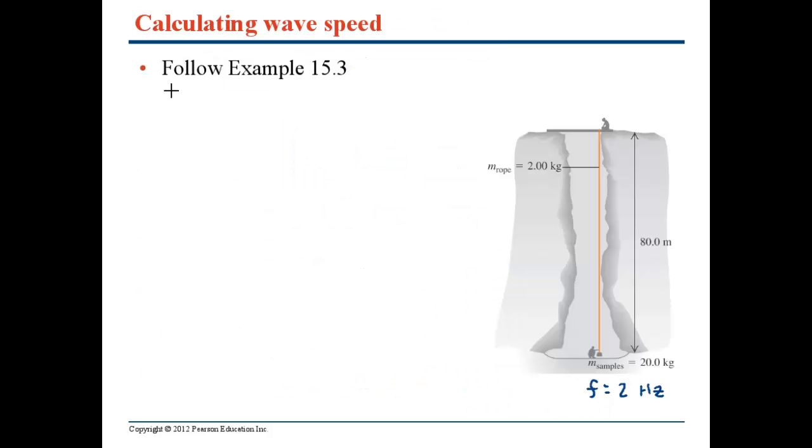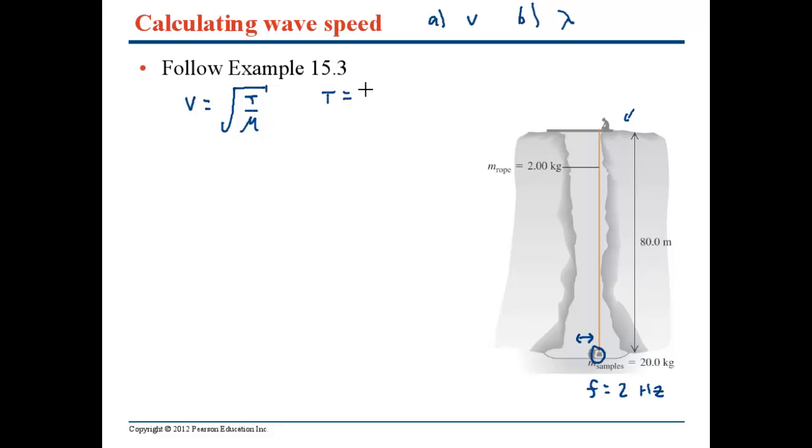In example 15.3, we get to use this guy. They have a geologist at the bottom that has loaded up about 20 kilograms of samples, and they shake the rope back and forth at a rate of 2 hertz to alert their buddy up on top to start pulling up the sample. And we're asked for two things: in part A, what is the speed of the wave, and in part B, what is the wavelength. So the speed of the wave is going to be equal to the square root of the tensional force divided by mu, which is the mass per unit length.